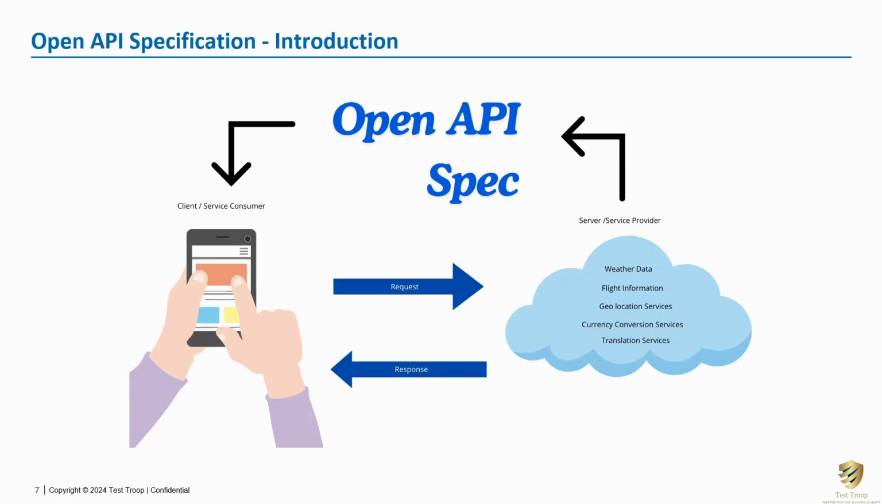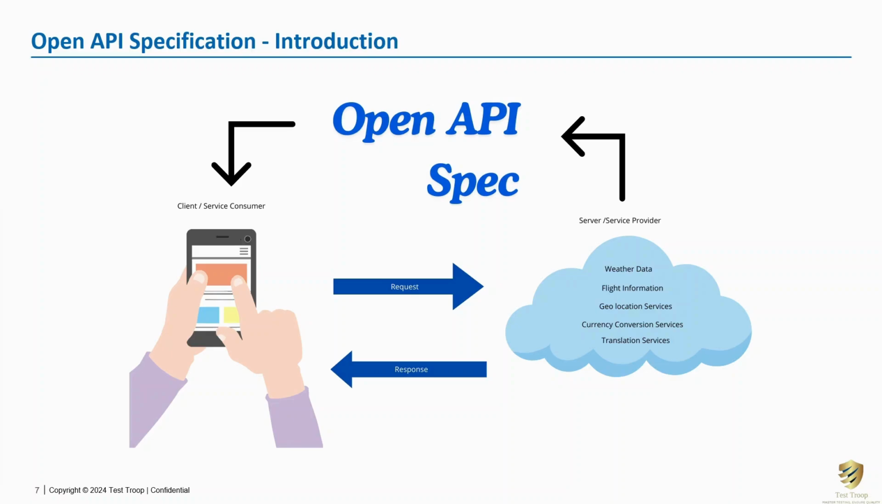WSDL is predominantly used with SOAP services. Similar to the WSDL, for REST we have something called the OpenAPI Specification, which is a YAML-based document. We can think of the OpenAPI Specification like a blueprint for an API. It lists all the available endpoints where you can send requests. It shows what methods, GET, POST, PUT, DELETE, to use with each of these endpoints.